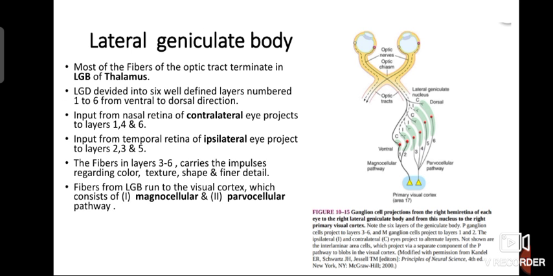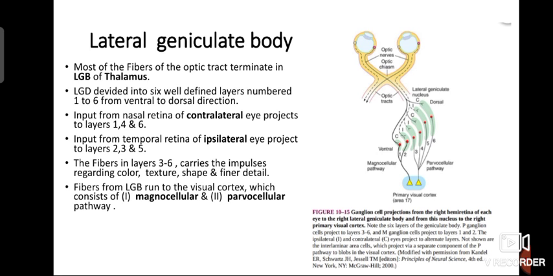Now it's the lateral geniculate body. Most of the fibers of the optic tract terminate in the lateral geniculate body of the thalamus. The lateral geniculate body is divided into six well-defined layers, numbered 1 to 6 from ventral to dorsal direction. Input from the nasal retina of the contralateral eye projects to layers 1, 4 and 6. Input from the temporal retina of the ipsilateral eye projects to layers 2, 3 and 5.